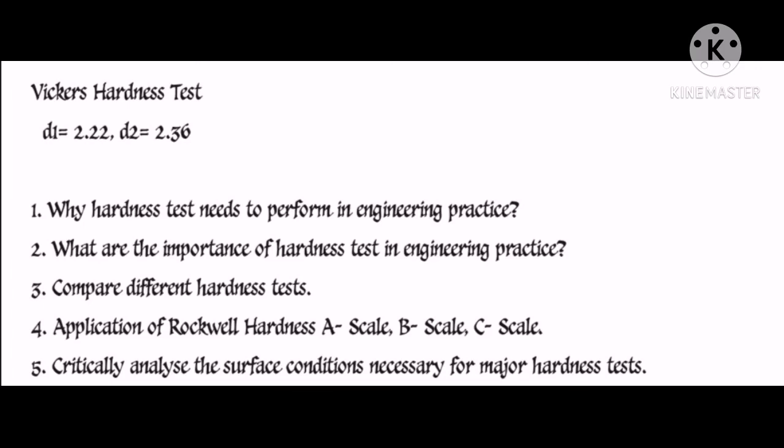For this practical, you have to write the lab report as usual, including the theory part and procedure and so on. For the calculation for the Vickers hardness test, you have to refer to the equation in the video, and there you have to assume the value for d1 as 2.22 and d2 as 2.36. Force and all that you can find in that video while doing the procedure.